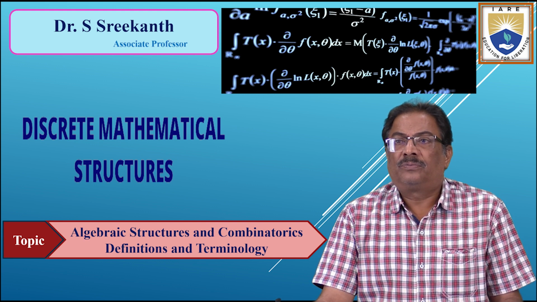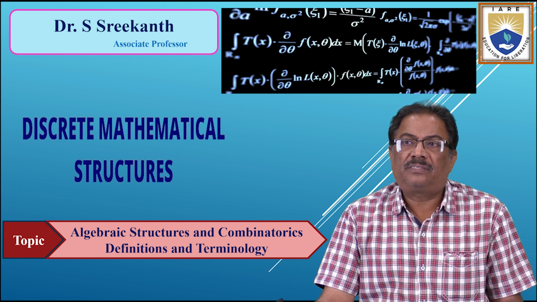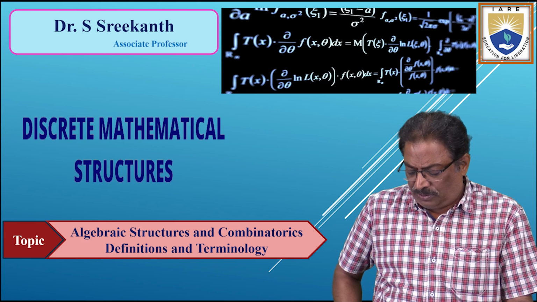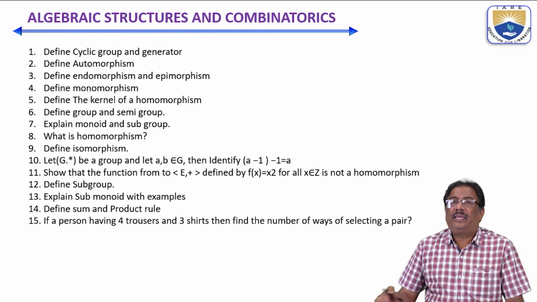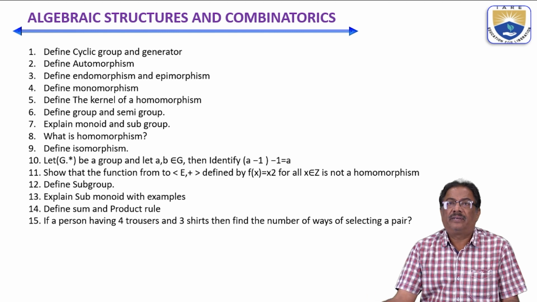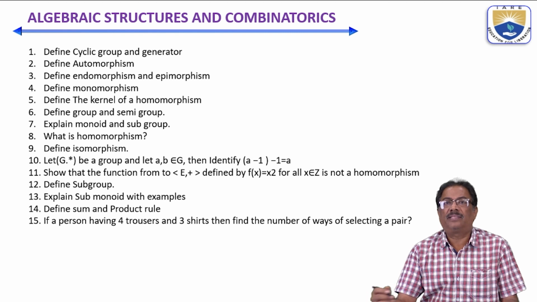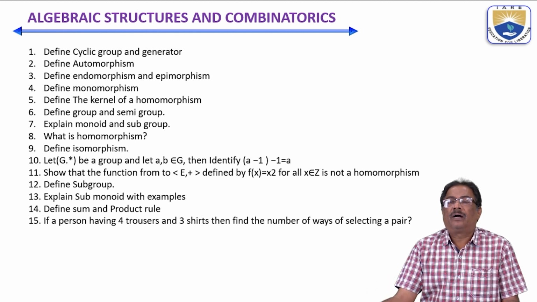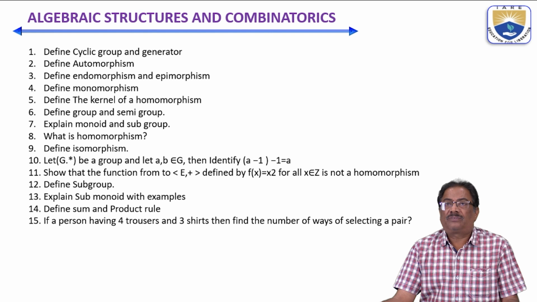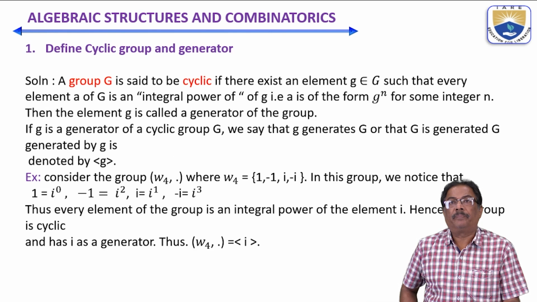In this session, we are going to discuss short answers in the third module, Algebraic Structures and Combinatorics. So what are the short answer questions? They are asking: define a cyclic group and a generator, define automorphism, define endomorphism, like that. There are so many short answer questions. Now we are discussing them one by one.